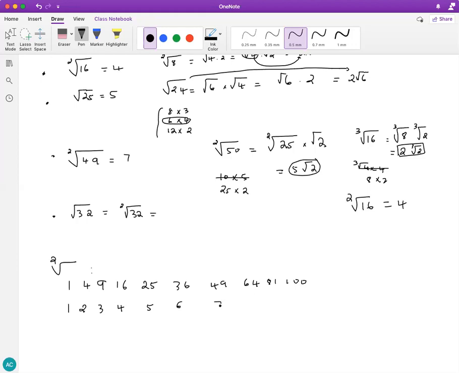What's the square root of 64? It's 8. So these you need to be familiar with. You need to know these basics. If you see one of these, you can immediately get the square root. If it's different from these, for example this 32 here, it's not one of these perfect roots, so we're going to have to break it down.